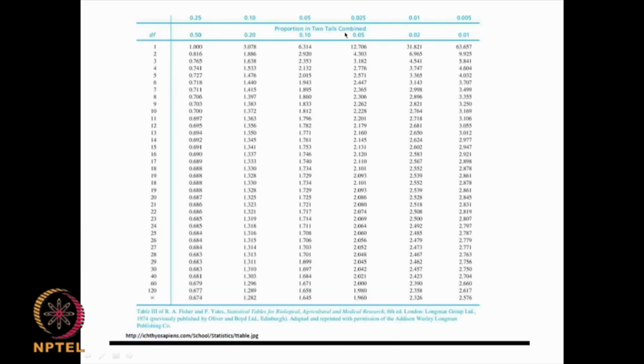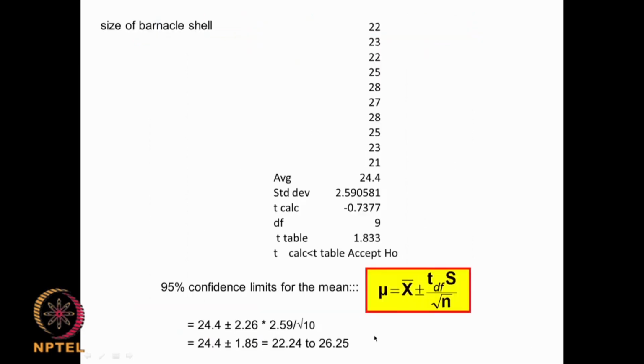For 95%, this is a two tail test and the top one is a single tail test. In our problem, we are talking about a single tail test because we want to know whether these South Indian barnacles are of smaller size. So, for 9 degrees of freedom, you go like this, read out 0.05 here, and you get 1.833. So, T table is 1.833, the T calculated is minus 0.737.